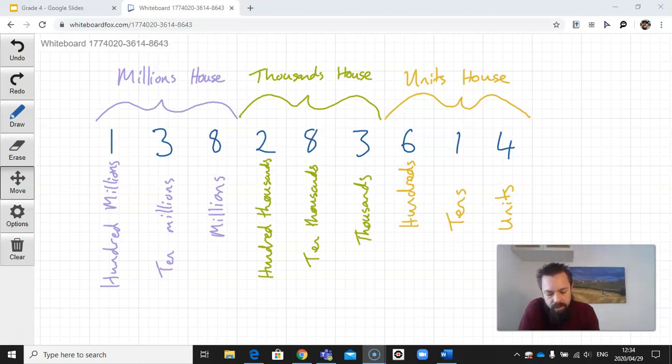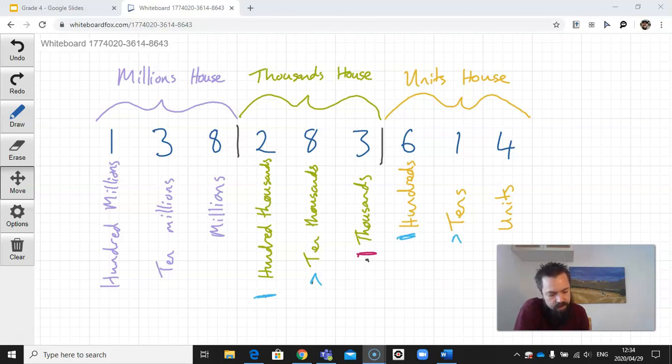Then we get across to the thousands house, and we have thousands, 10,000s, 100,000s. And what I particularly want you to notice is that we have the word hundred over there, the word ten over there, and this one is just the house name. Oh, I should probably do a different color for that one.